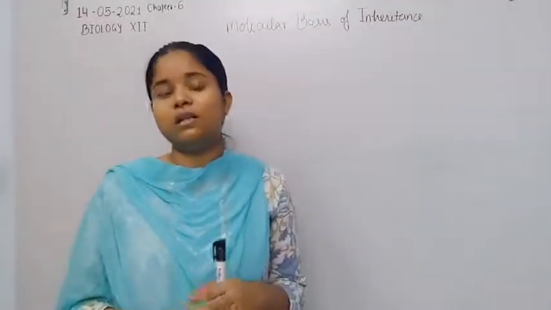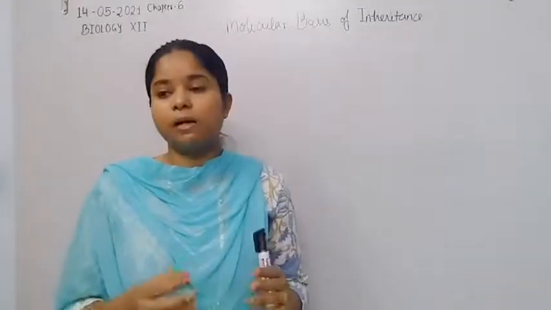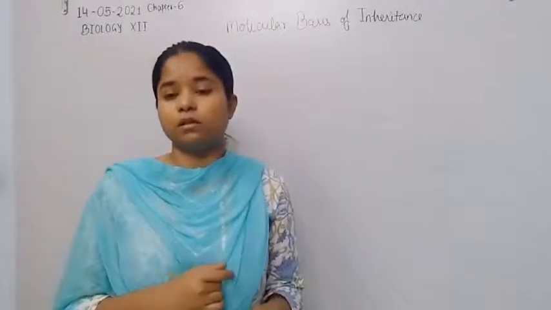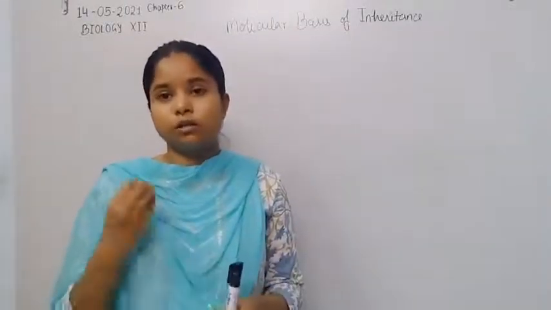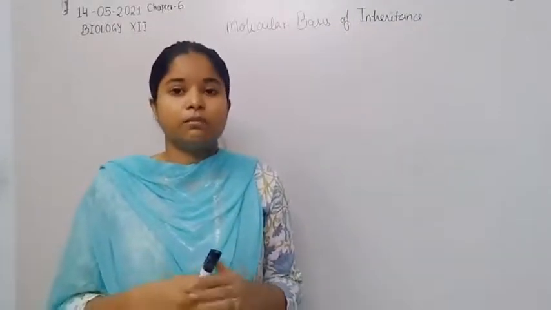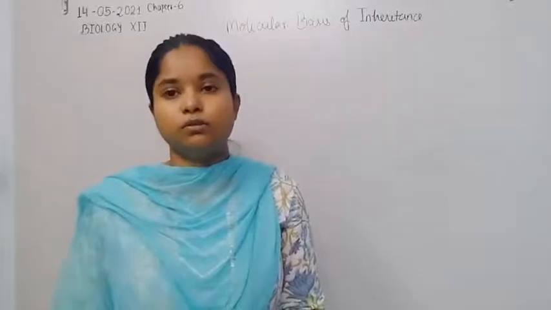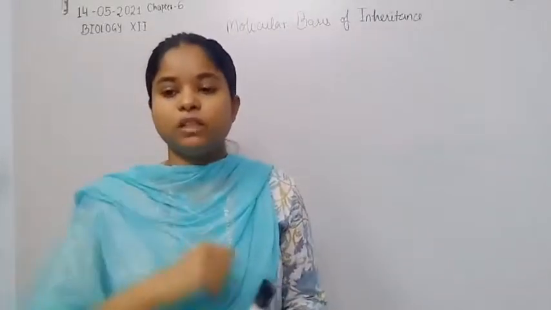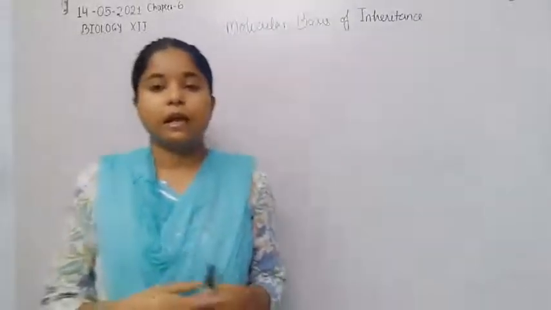Now, in the search for the genetic material, different scientists came and proposed different experiments. For example, the transforming principle was given by Griffith in 1928. DNA is the genetic material according to two scientists, Martha Chase and Alfred Hershey.